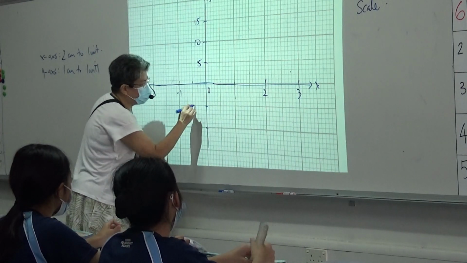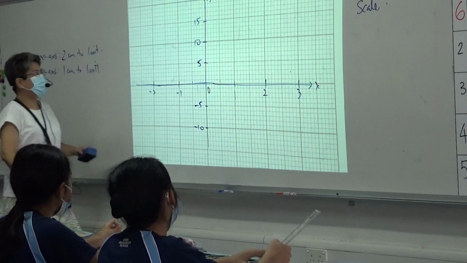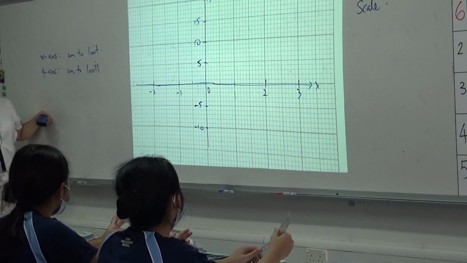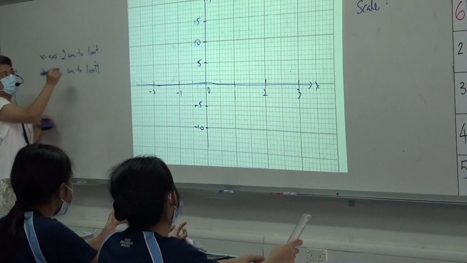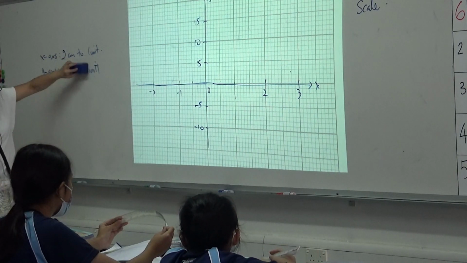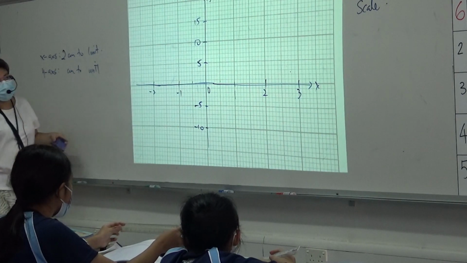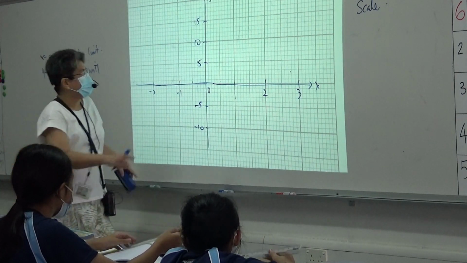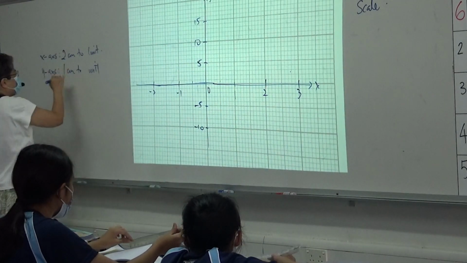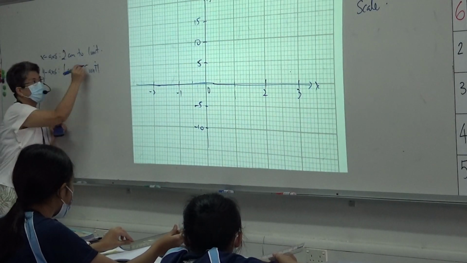Can you tell me the scale for this graph? What's the x-axis? 2 cm to 1 unit. How about the vertical axis? 1 cm to... 1 cm what? 1 cm to 5 units.